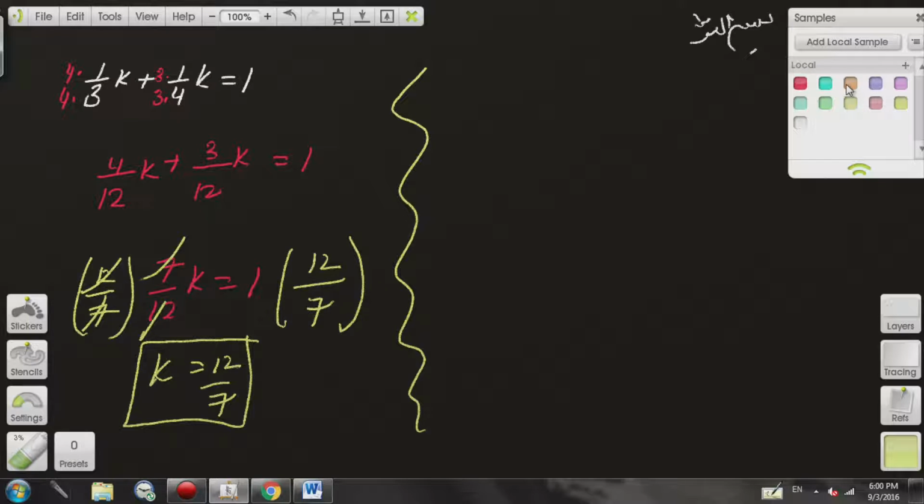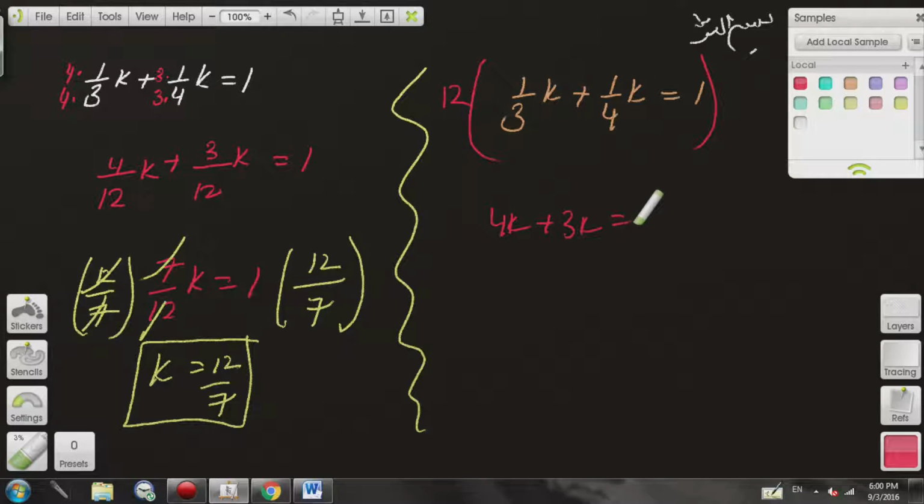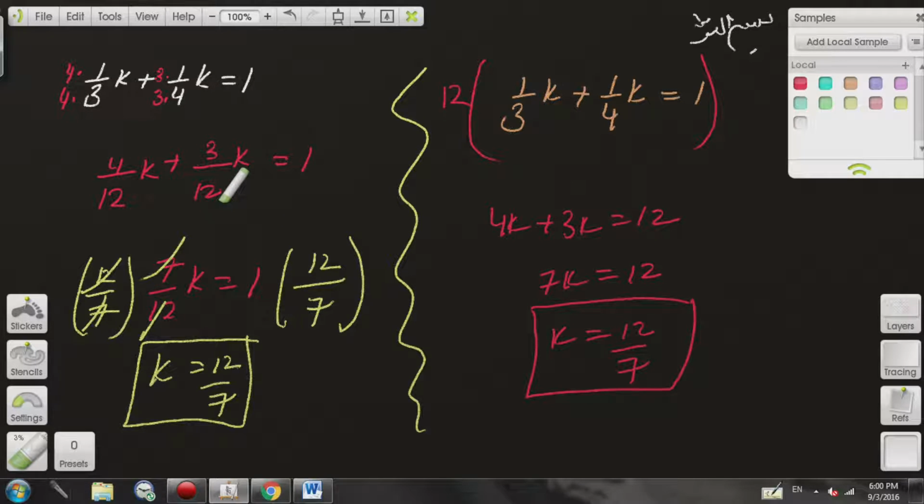Now, another way of doing the same problem is this. 1/3 k plus 1/4 k equals 1, right? So what I do is, 4 times 3 is 12. I multiply the whole equation by 12. Same thing as this, basically. So you get 4k plus 3k equals 12. Okay, 7k equals 12. k is 12 over 7. But either way, don't panic with the fractions. Just do progressive logical reasoning. Just baby steps. Just do it.